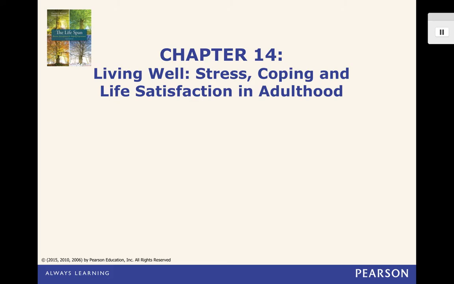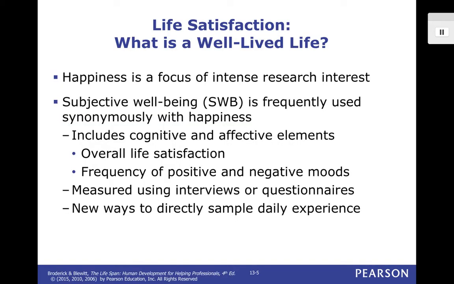Now, if we move over to chapter 14, we're starting to look at stress, coping, and also life satisfaction in adulthood. These are things that start to hit home a little bit more for many of us in terms of living well and making sure that we have a satisfying life that we've been living or that we will be living in the future. So this aspect of a well-lived life is going to be a very central component to our reading for chapter 14. How can we define these issues related to potential happiness or what we would classify as having life satisfaction?